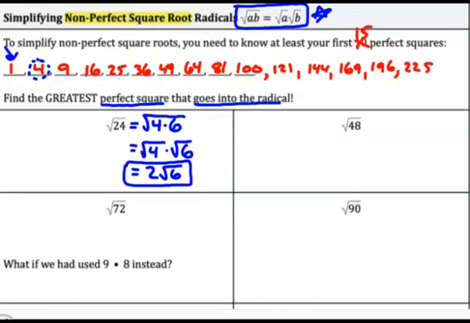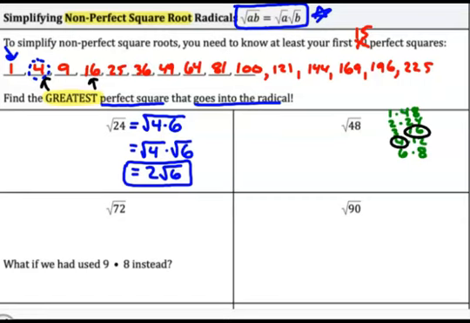So for 48, your factors of 48 are 1 times 48, 2 times 24, 3 times 16, 4 times 12, and what am I missing? 6 times 8. I see a couple of perfect squares in here. I see 4, that's in this list right here, but I also see 16, that's in this list right here. So there are 2 ways I could split this up. How do I decide which one to do? Well, you want the biggest perfect square. You always want to get the biggest perfect square that can possibly go into that radical.